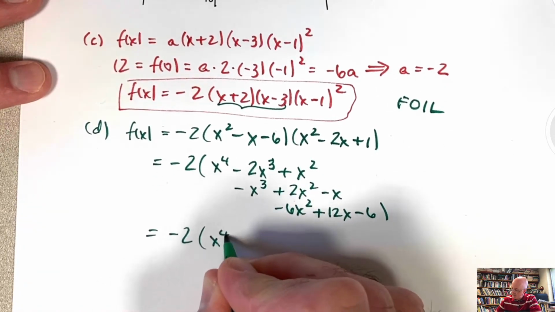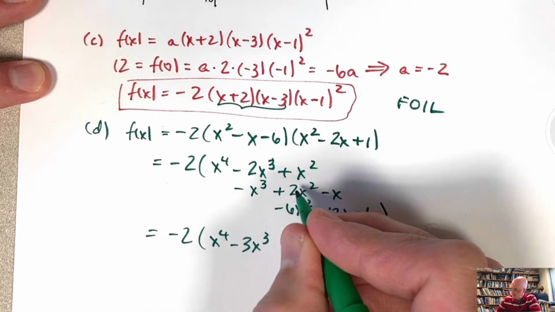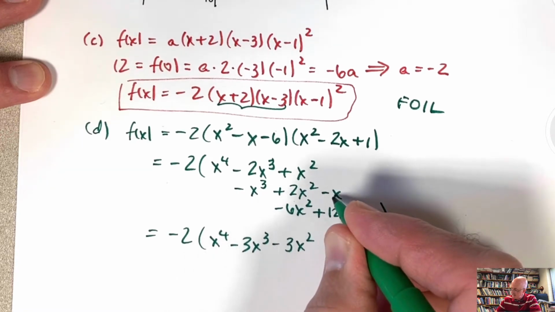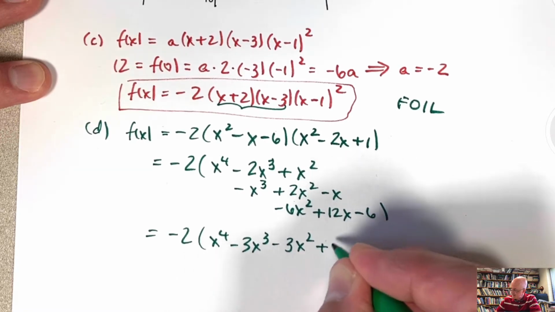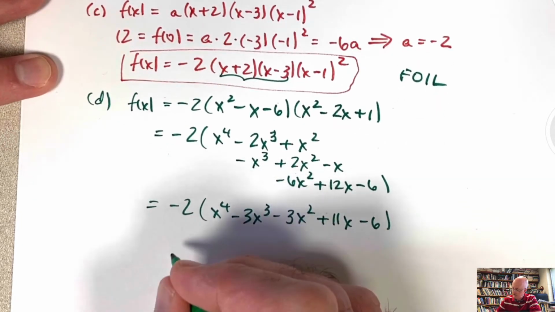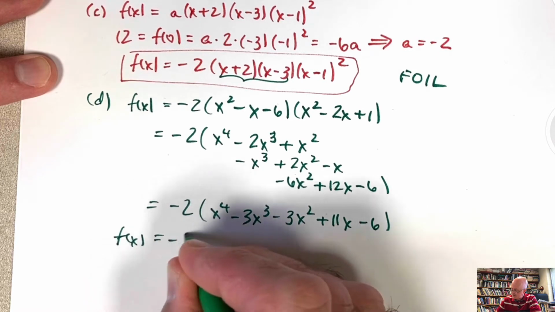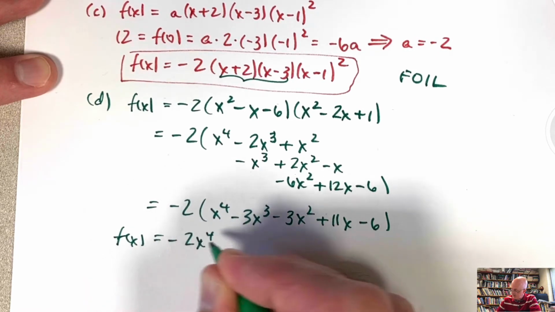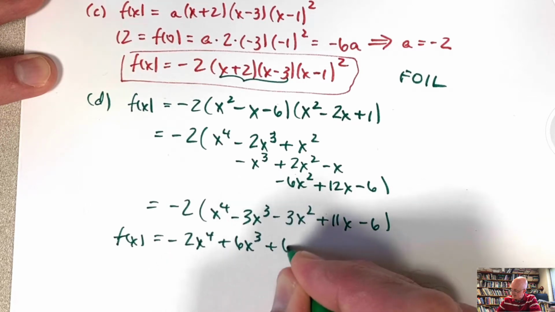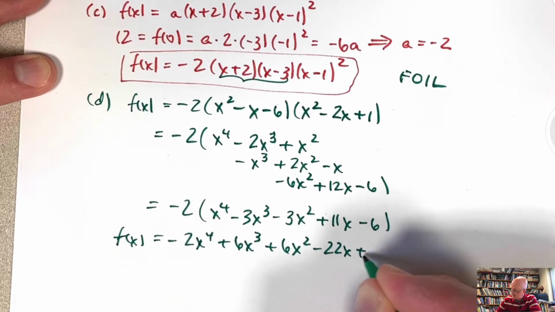X to the fourth minus 3x cubed. Looks like we have a 1 plus 2 minus 6 is negative 3x squared. Negative x plus 12x is plus 11x, and then minus 6. Now distribute the negative 2 through. The final answer is negative 2x to the fourth plus 6x cubed plus 6x squared minus 22x plus 12.